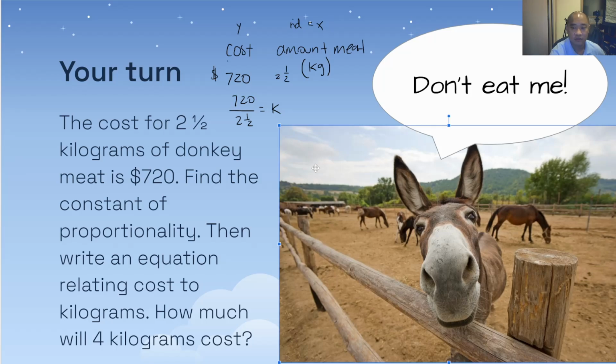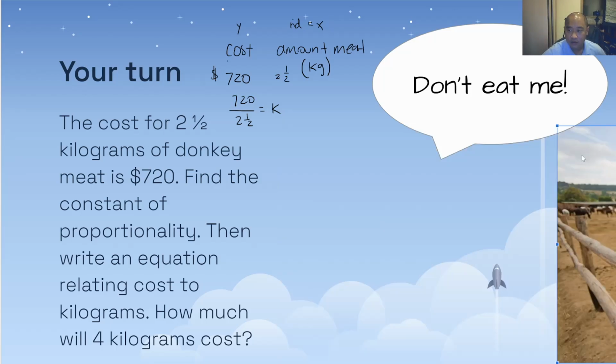Oh, I think we need to get rid of this donkey picture. We just maybe need to move it over just to give ourselves a little bit more room. Come over here. All right.